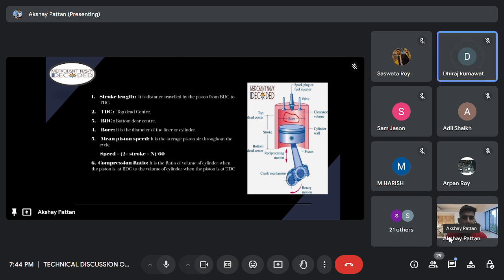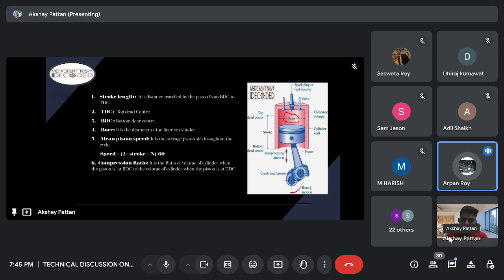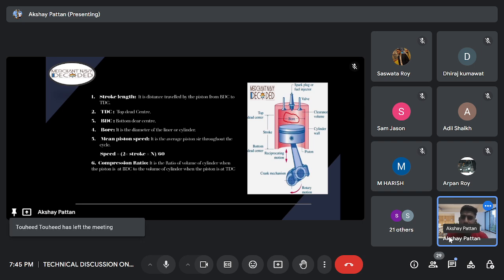No, sir. Next term is TDC and BDC. What do you mean by TDC and BDC? Sir, top dead center and bottom dead center. Yeah, TDC is top dead center and BDC is bottom dead center, right? So this is very basic, which you are discussing today, guys. So please participate actively. I urge all of you to speak.